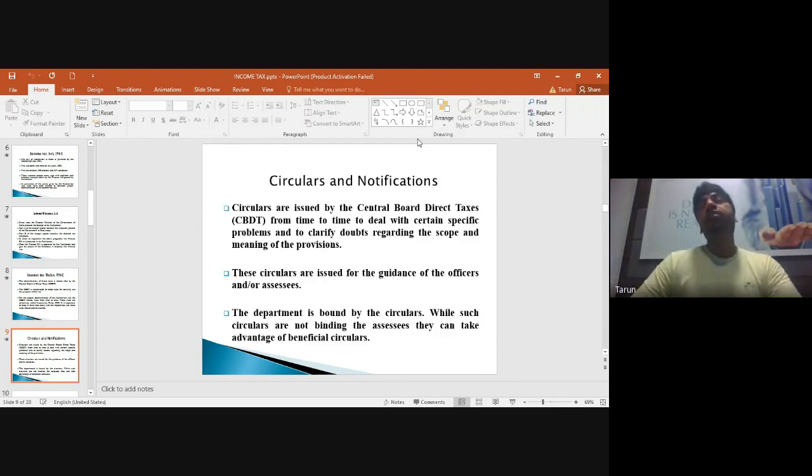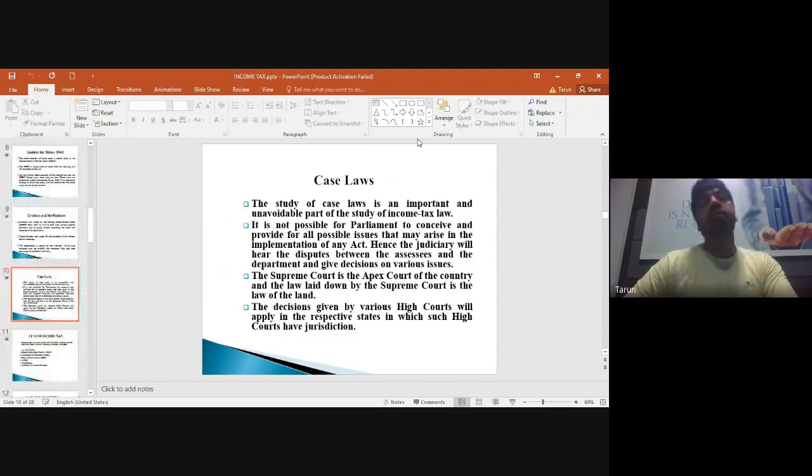While such circulars are not binding on the SSCs, they can take advantage of the benefits of such circulars. If any circular comes in India and it is beneficial for the SSCs or for the people or persons, they are free to take advantage of such circulars which they think are beneficial to themselves or for their income, right? So this is the circulars and notifications, which come under such rules and laws.